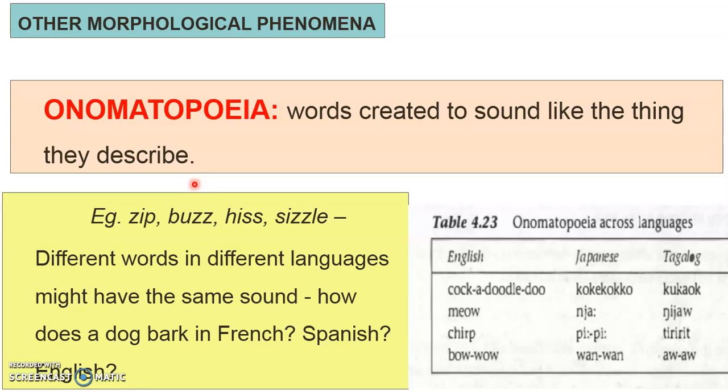Another one that you know very well is onomatopoeia, words created to sound like the thing they describe, like buzz, hiss, sizzle. Different words in different languages might have the same sound. For example, how does the dog bark in French and Spanish and English? You have, like in English, meow, and in other languages nya, mia. How they sound across languages.